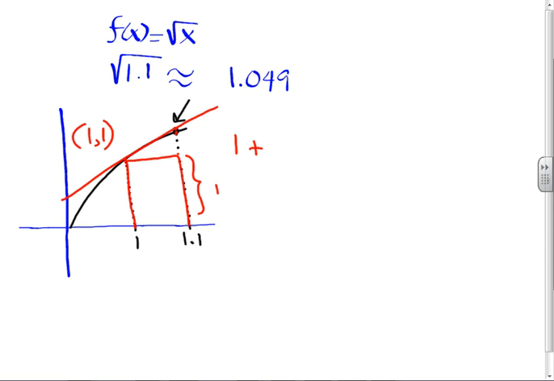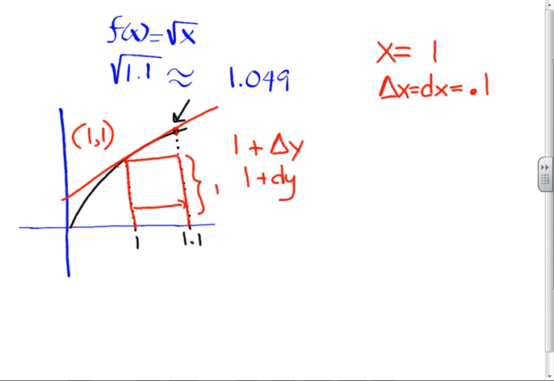Well, I don't know what the change in y is. The exact answer is 1 plus delta y. But I'm going to do 1 plus dy. Okay, so where's my x value? X is equal to what? Where am I drawing the tangent line? At 1. What's delta x, which is also the same as dx? That's 0.1, right? This distance here is 0.1.